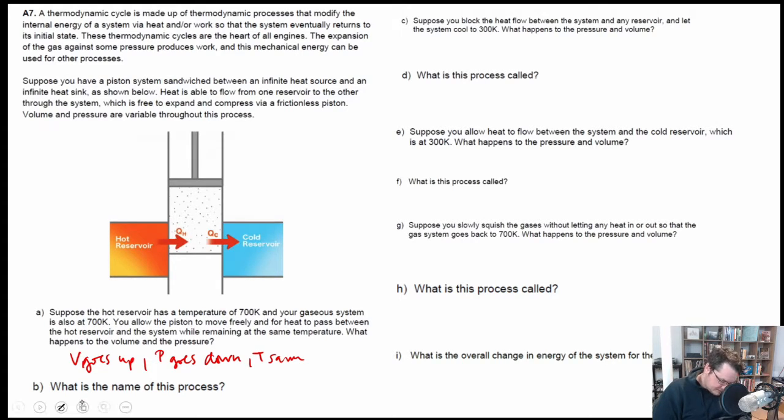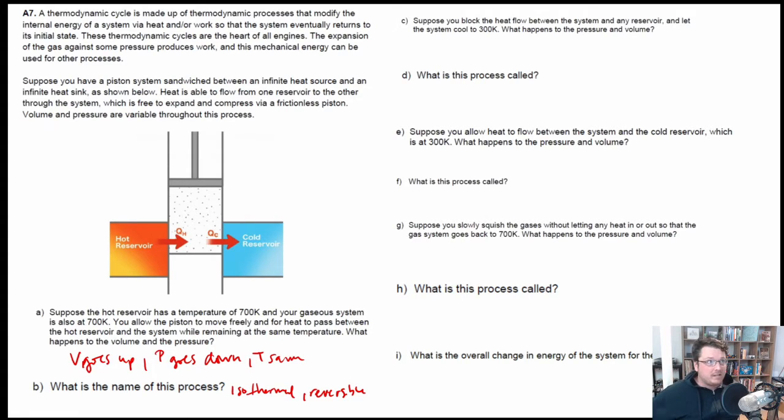So that should tell us that what we're looking at is an isothermal process and it's reversible, because we're not changing the pressure all at once. We're very gradually, infinitesimally changing the pressure in this case. So now the next part of the question is, suppose you block the heat flow between the system and anywhere and let the system cool to 300 K. What happens? So we're blocking any heat flow.